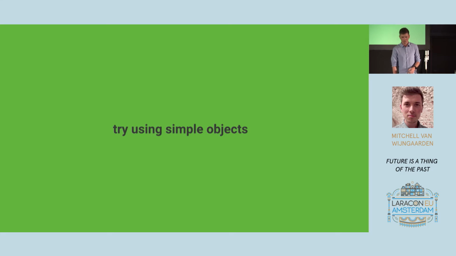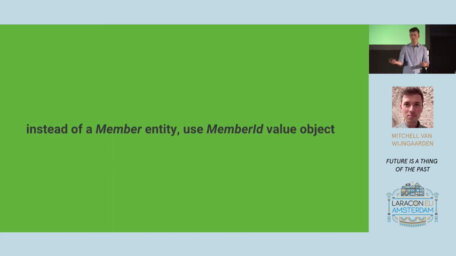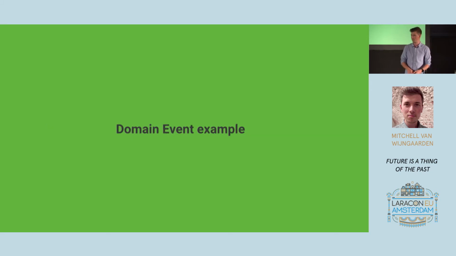And also try to use simple objects. Instead of "board game stock was replenished" and throwing the entire board game entity in there, or an entire member entity, just put the reference in there. Create a simple value object that is just the member ID that represents the identity of the member. Put that in there, and the actual domain event will be way smaller and easier to look at. It's just better practice, I suppose.